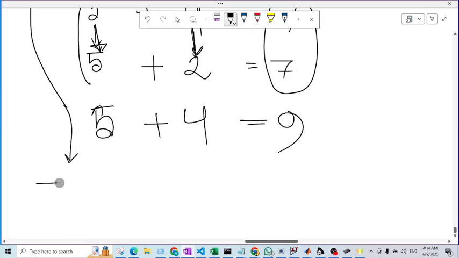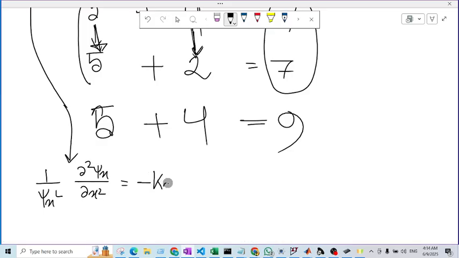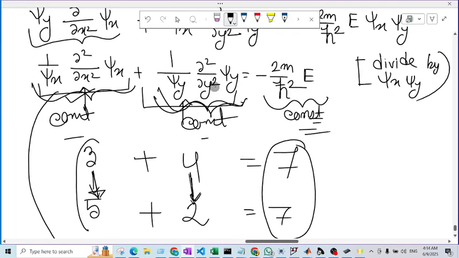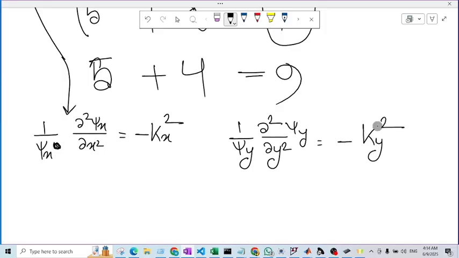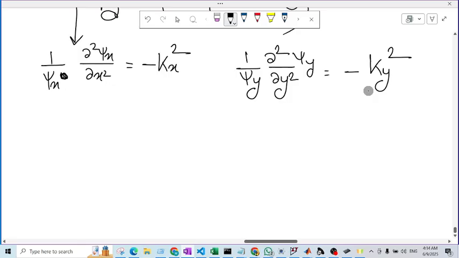That means the first term, 1 by psi x times the second derivative of psi x with respect to x squared, is equal to one constant, let's say minus kx squared, and the other term, 1 by psi y times the second derivative of psi y with respect to y squared, is another constant, let's say minus ky squared. Okay, so now I have to solve this first equation. Let's solve this first equation here. So let's rewrite this equation like this.